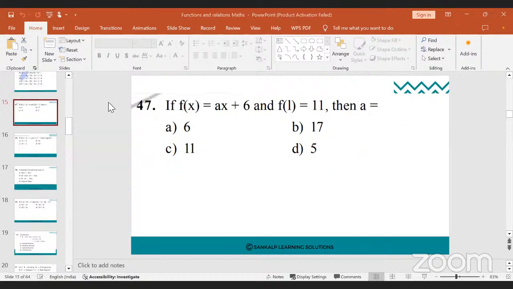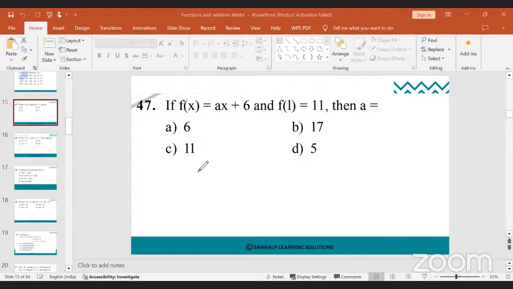Next question. If f of x is ax plus 6, and f of 1 is 11, then find the value of a. The options given are 6, 17, 11, 5. So just think it out fast. Option D is the correct answer, it is given.